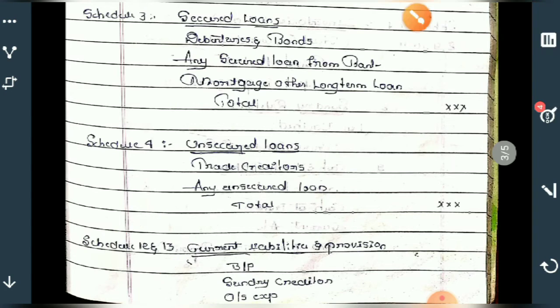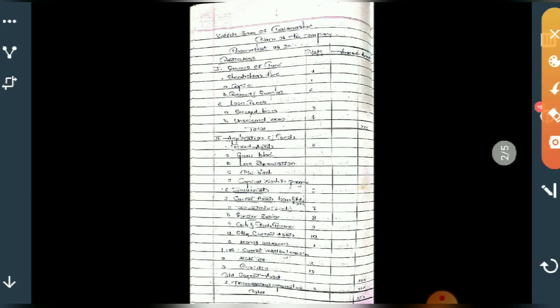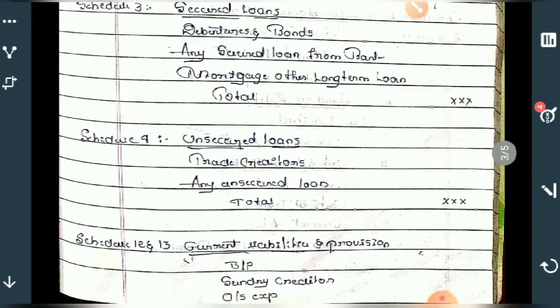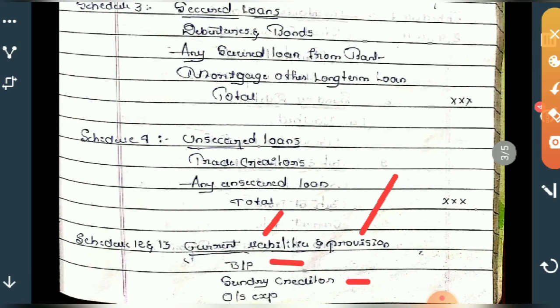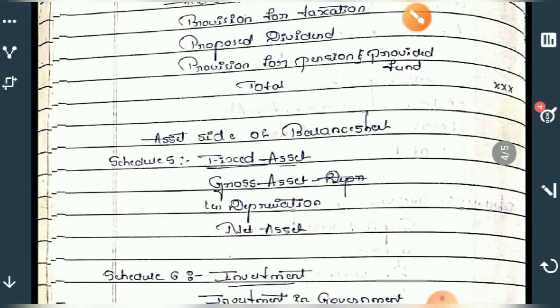You just remember this, and you have to take this 12 and 13 amount after calculation. You have to take here only, right? So note this. 12 and 13 is concerned to current liabilities and provision. 12 is current liabilities, 13 is provision. So current liabilities in the sense bills payable, sundry creditors, outstanding expenses, and all things will come.